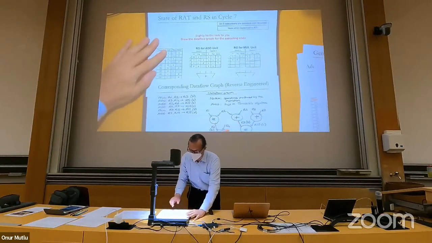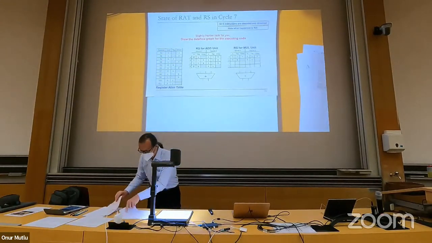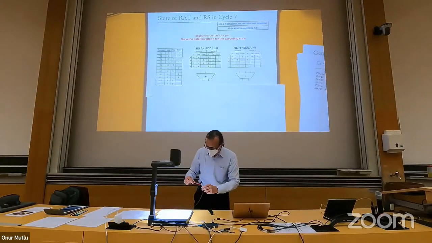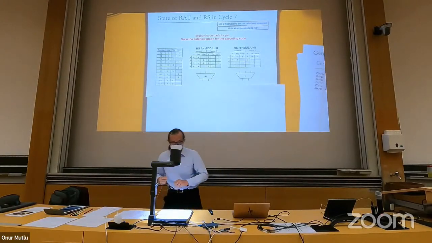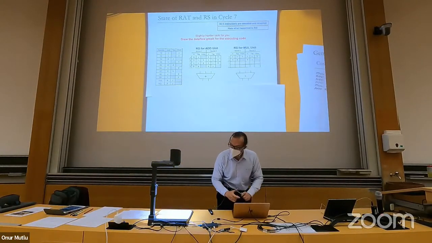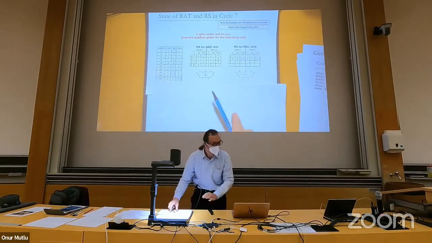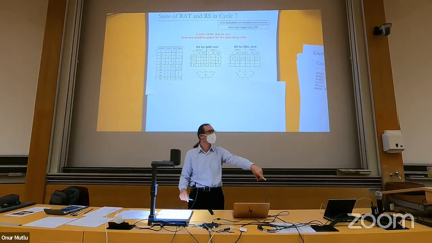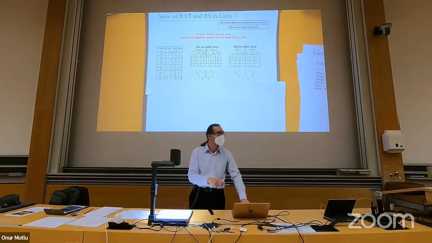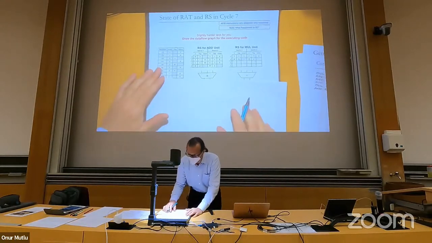So this is state of the, okay, actually I should not show you this one. So this is our state of the register file and register alias table and register reservation states in cycle 7. Maybe you can spotlight me so that people on Zoom can see it, right? It's good.